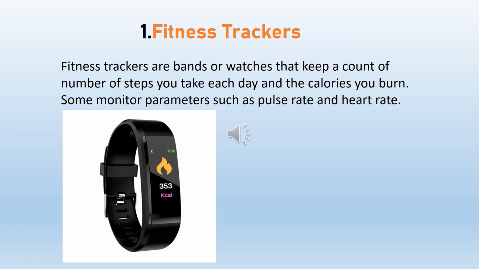Fitness trackers. Fitness trackers are bands or watches that keep a count of the number of steps you take each day and the calories you burn. Some may monitor parameters such as pulse rate and heart rate. Example, Fitbit. Fitness trackers are bands or watches, children. By using these fitness trackers, you can count the number of steps you take each day and also the calories that you burn. And in some, we can see the pulse rate and the heart rate.